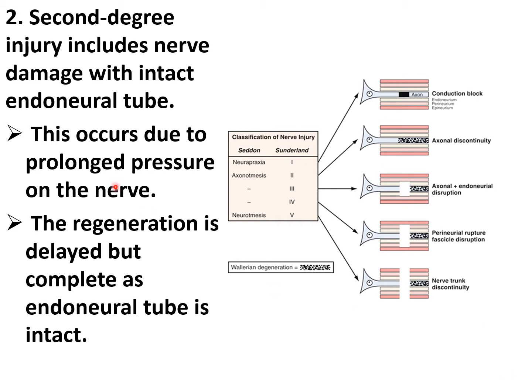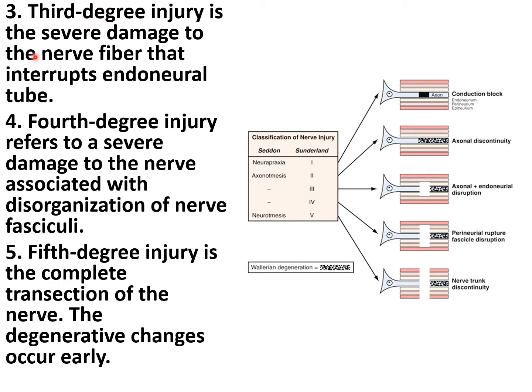And second degree injury includes nerve damage with intact endoneural tube that occurs due to prolonged pressure on the nerve, and the regeneration is delayed but complete as the endoneural tube is intact. Third degree injury is the severe damage to the nerve fiber that interrupts the endoneural tube. Then fourth degree injury refers to a severe damage to the nerve associated with disorganization of nerve fasciculi. And fifth degree injury is the complete transection of the nerve, and the degenerative changes occur early.